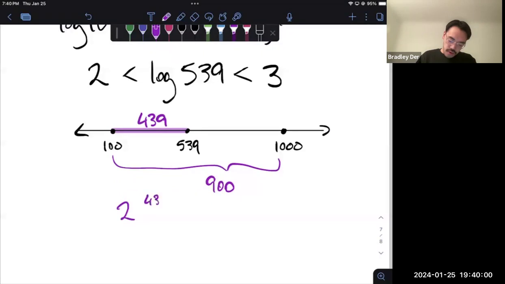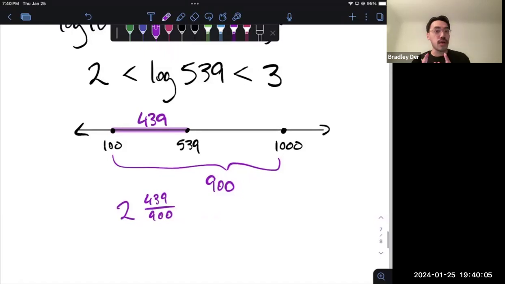So 2 and 439 over 900, right? If I'm thinking linearly, that's sort of the way that I might approximate that. And if you're a little good with fractions, you may know that that's approximately 2.44-ish. Actually, that's a little low. So that sort of even gets you in the ballpark.